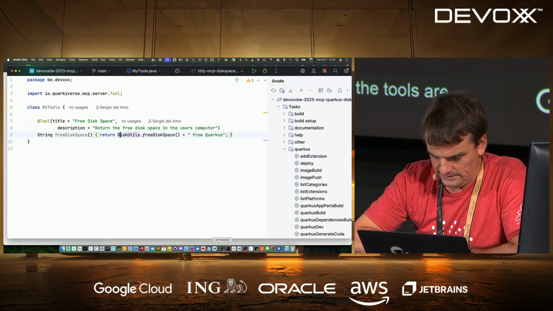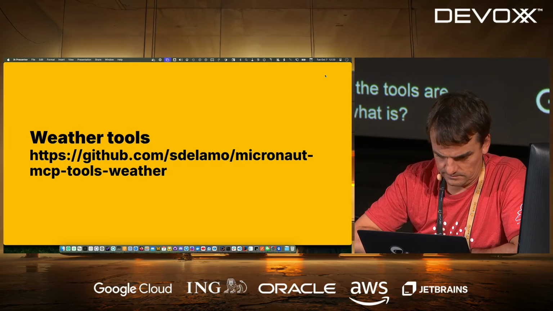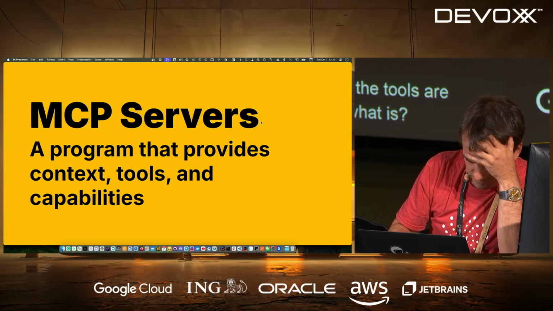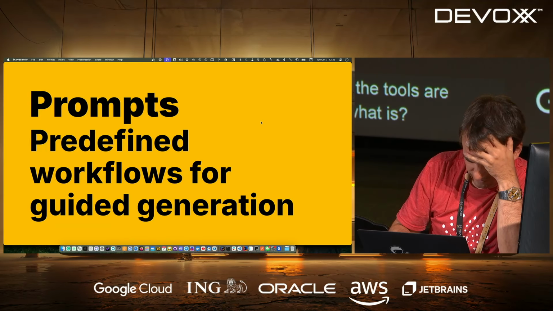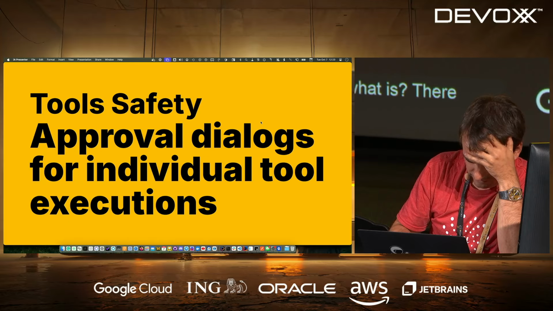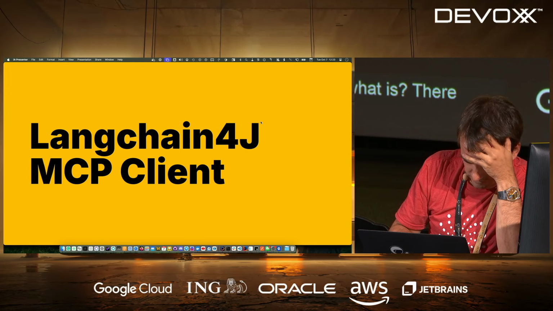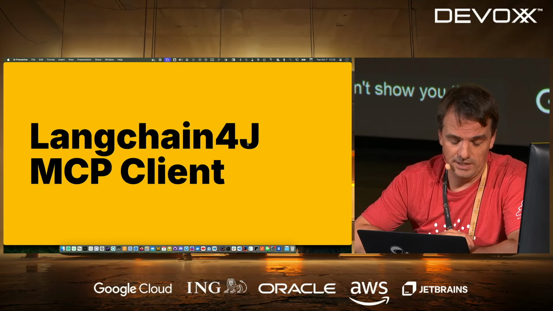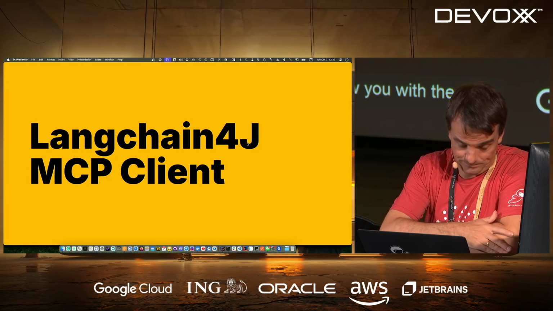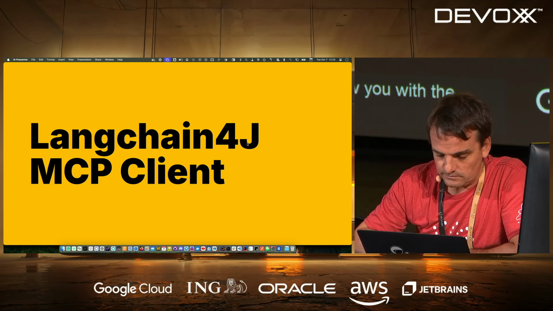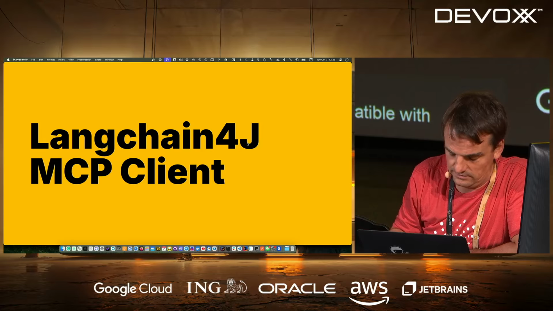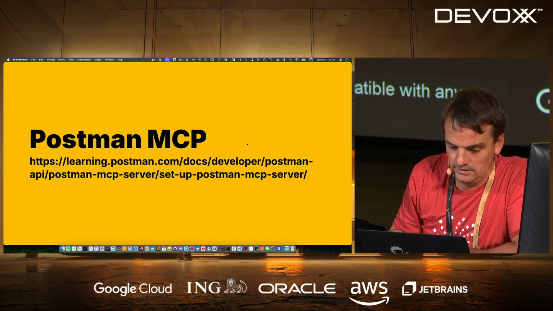What else? There are a couple of things that I have not talked about. I didn't show you the Langchain4j client. It's pretty much the same usage as I showed you with the MCP client. It's just a different API. But of course, being clients, they are completely compatible with any MCP server, and all the servers that I showed you today are compatible.